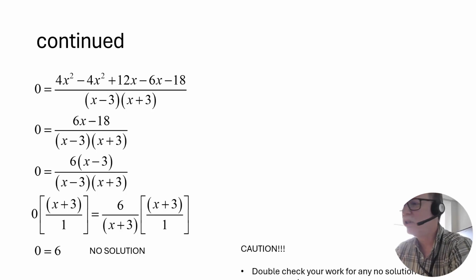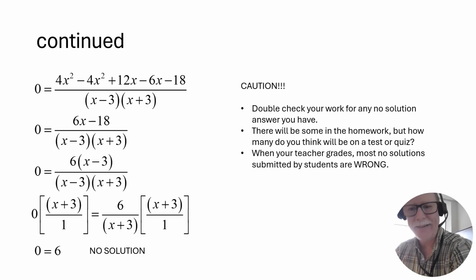So this is a no solution, provided, like I have cautioned in the past, and my face is in front of that, but always double check on the no solution. Virtually every time a student gives me a no solution to grade, the student has gotten it wrong. And if you think about the test, there's not going to be that many like that.